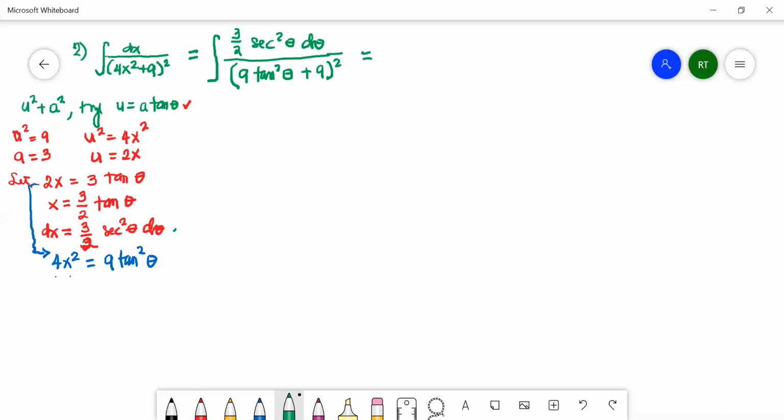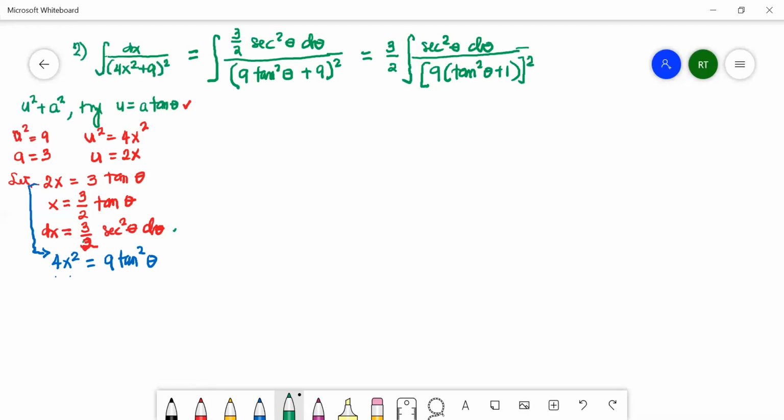Let us try to simplify the integrand. Since we have a constant factor 3 over 2, we can write 3 over 2 before the integral sign. So 3 over 2 integral of secant square of theta d theta over, let us simplify the denominator. Look at the expression inside the grouping symbol. There is a common factor 9. If we factor out 9, the other factor is tangent square of theta plus 1, everything raised to the second power.